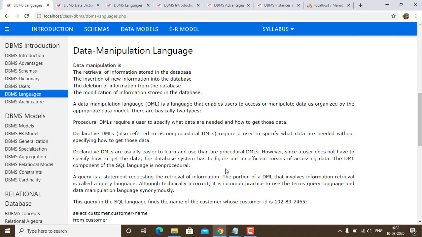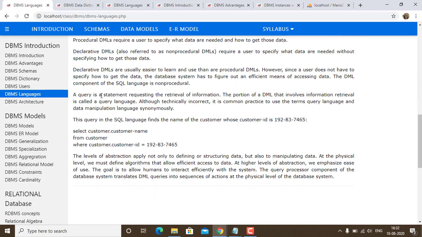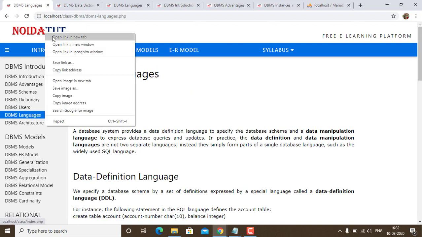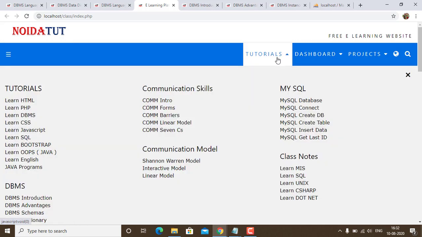The DML component of the SQL statement is non-procedural. A query is a statement requesting the retrieval of information. The portion of a DML that involves information retrieval is called a query language. In our further tutorials, I am also going to show you how we are going to work with the different SQL. I'll just show you a small example of the SQLs.